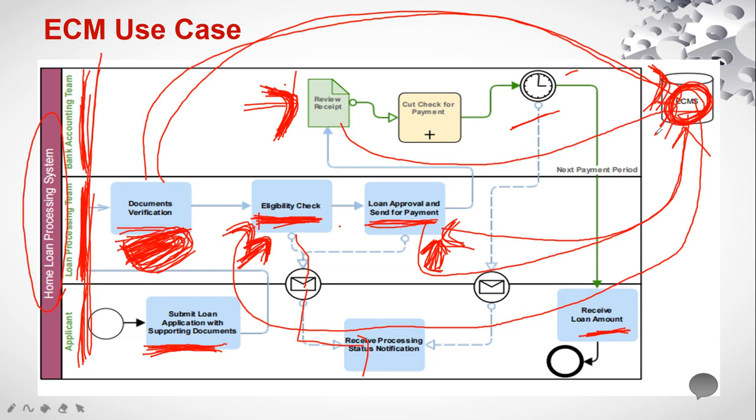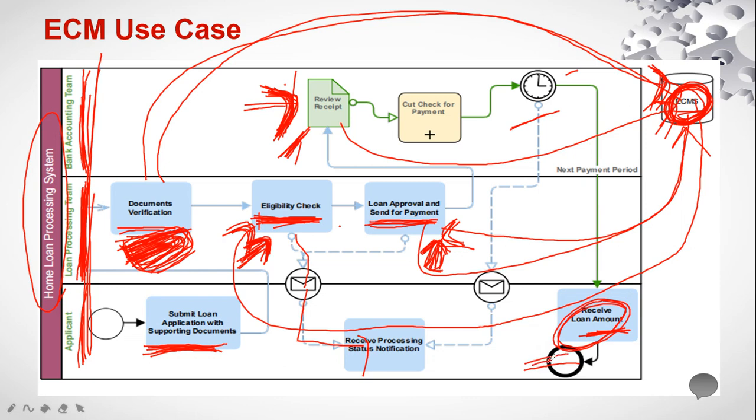When our accounting team wants to review the payment receipt, of course it's already stored in the ECM platform. From the ECM platform, they can get that payment receipt and review it. Once that is done, it will go for the payment, and as per the banking schedule, finally the amount will be reflected in the applicant's account. Then that's the end of bank loan processing.